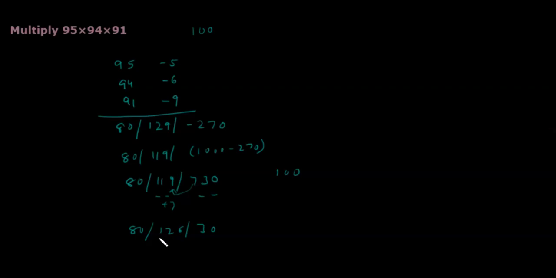Again this should be of 2-digit number. So we will add this 1 to the next partition. So 81, 26 and 30. So the answer is 812630. So this is how we can deal with such situations.